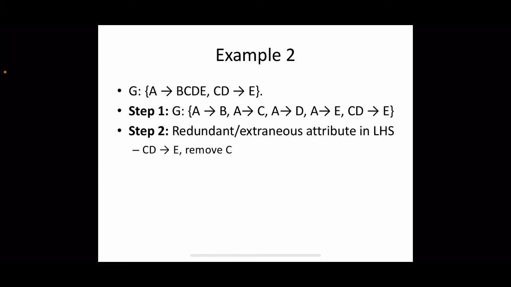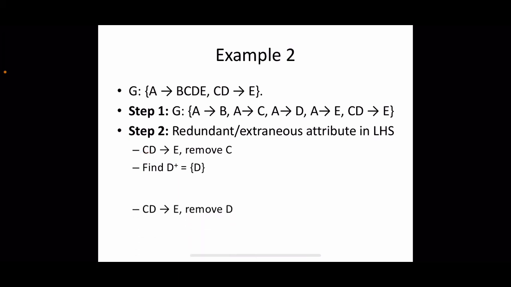Okay, let us suppose C is actually extraneous. So what we have to do is find D closure and check whether E is there in D closure. Applying the closure algorithm, D plus, the D closure, is actually D alone, which does not contain E. So C is not a redundant or extraneous attribute.